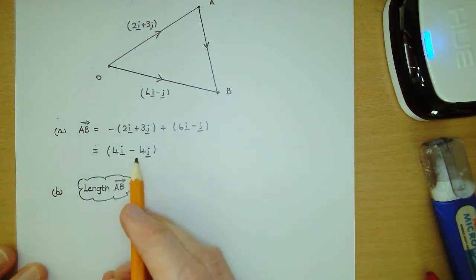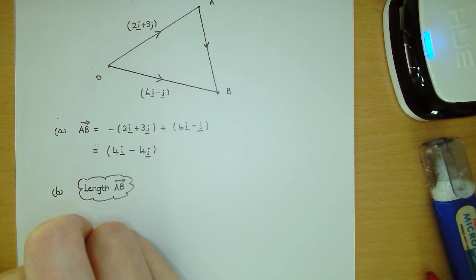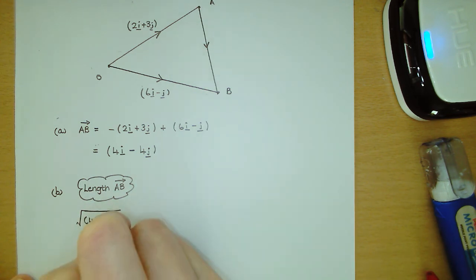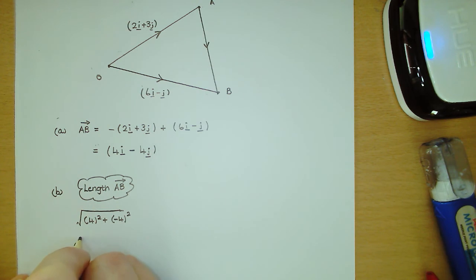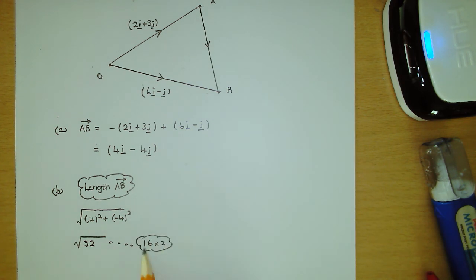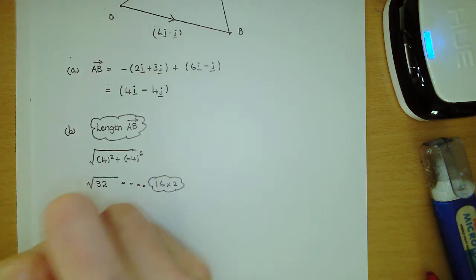Well, the length of any vector, or its magnitude, is the square root of the i component squared plus the j component squared. So that's going to give us the square root of 16 plus 16, which is 32. If we were to give it exactly, then we would simplify the surd. Largest square number that goes into 32 is 16. 16 times 2. And then if we break up the surd, root 16 times root 2, that's going to give us 4 root 2.